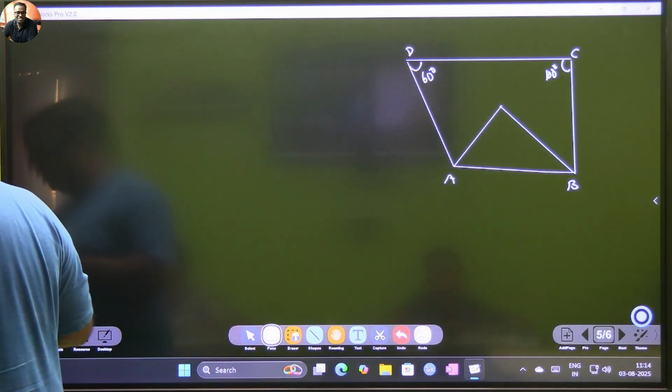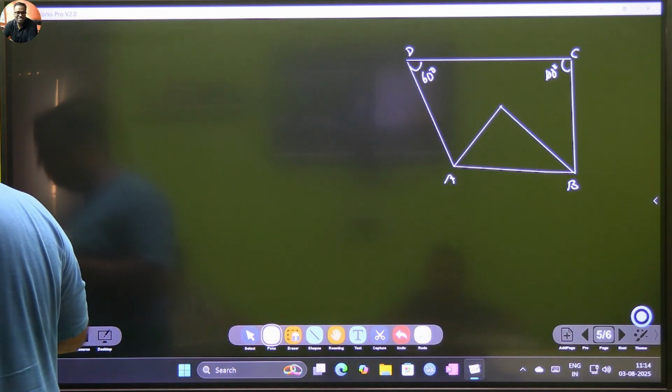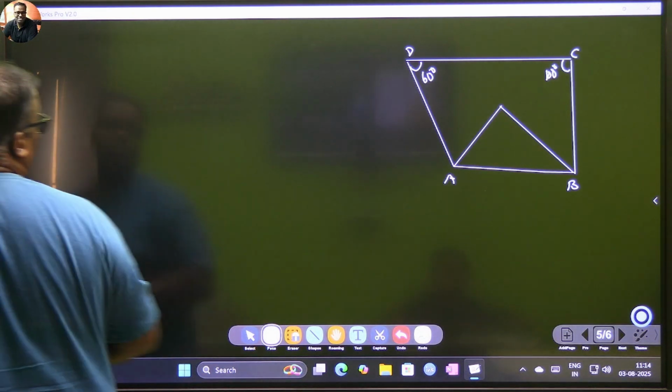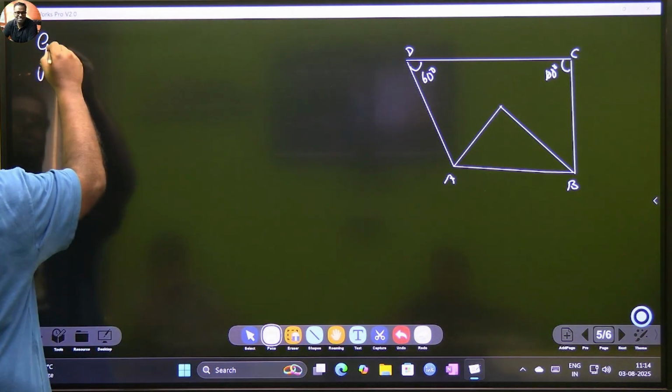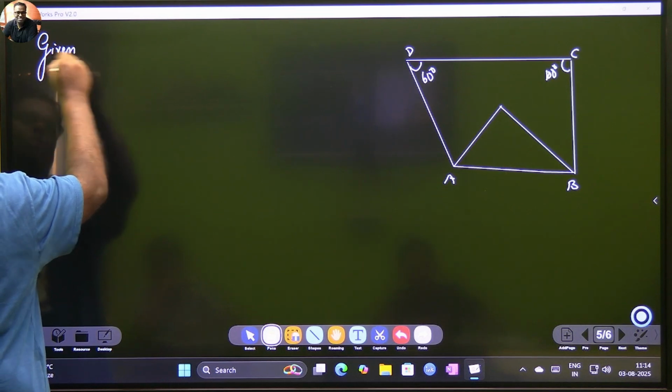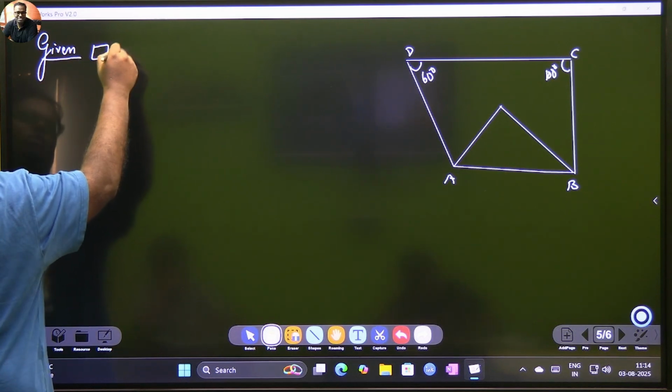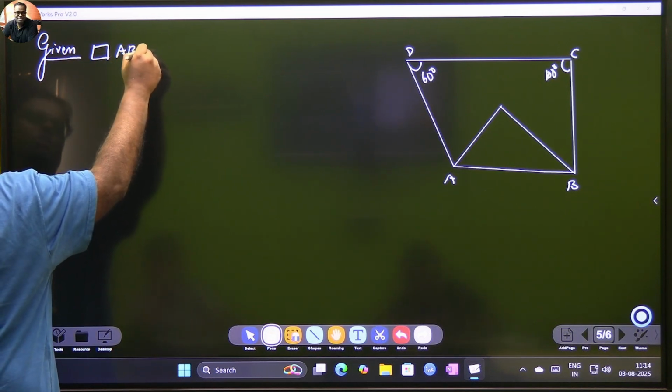In the adjacent figures, bisectors of angle A and B meet at a point P. So we will first write our given data. Always follow this procedure. Given, we have quadrilateral ABCD.